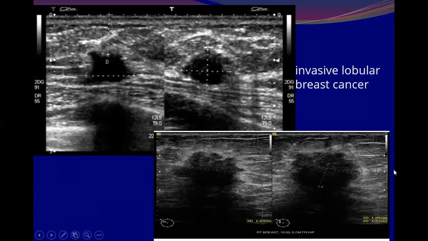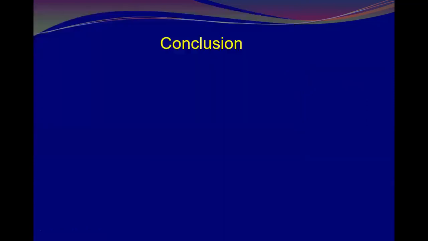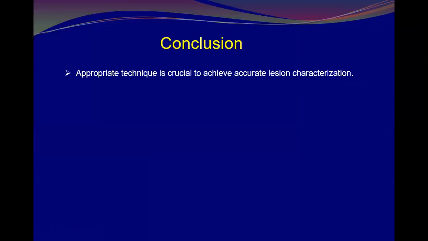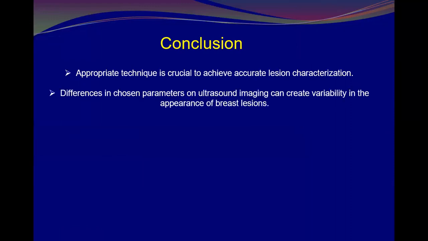While in the upper, it is not at the center. It is a little bit at the upper part. Acceptable, but it's supposed to be at the middle or a little bit below. Okay? So to summarize what we have said, appropriate technique is crucial to achieve accurate lesion characterization. Differences in chosen parameters on ultrasound imaging can create variability in the appearance of breast lesions. Do you agree?